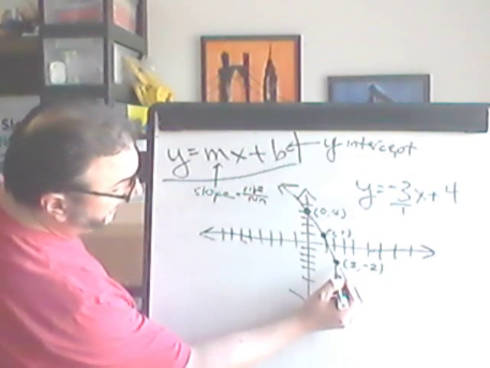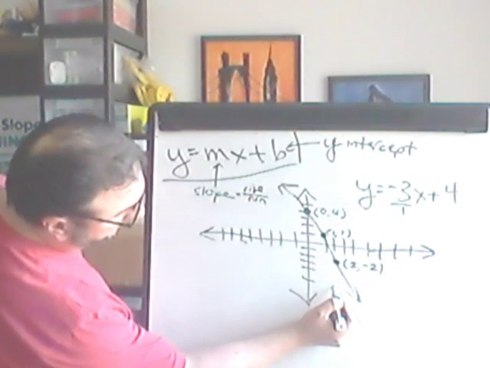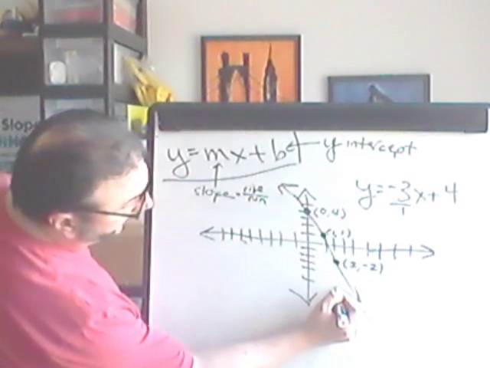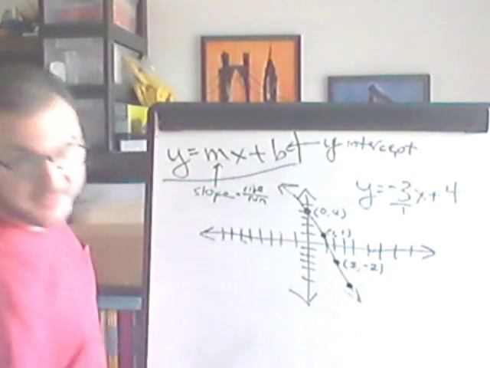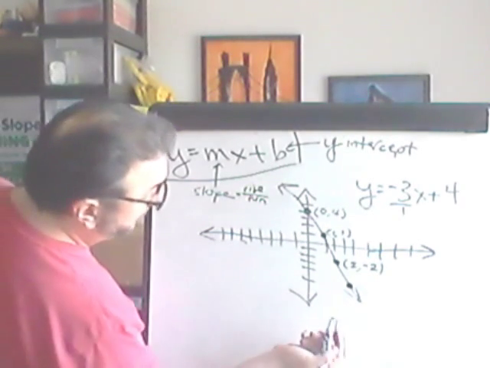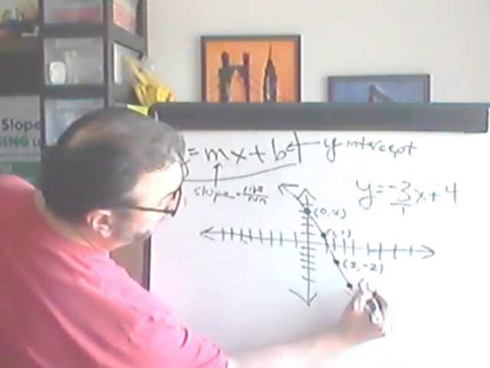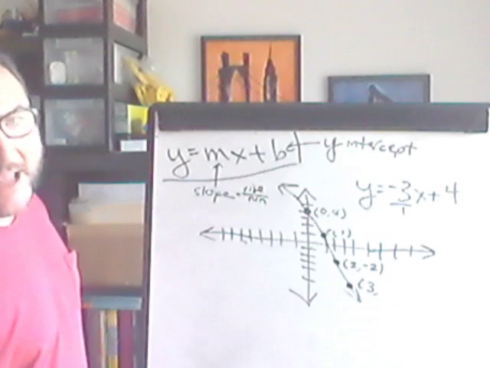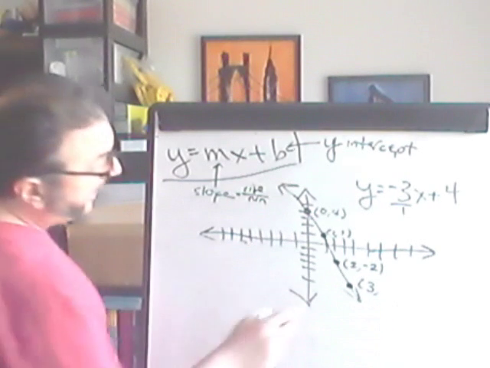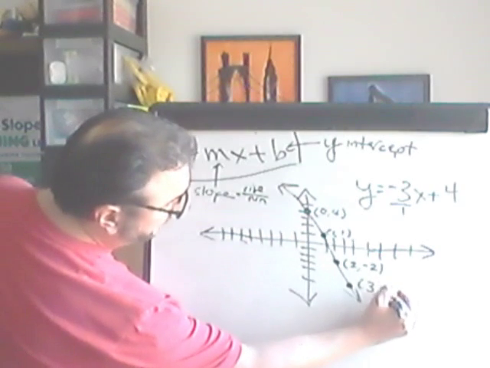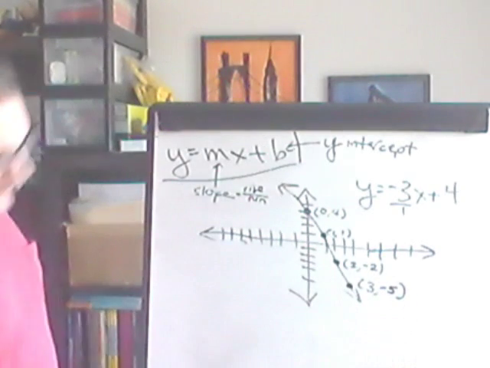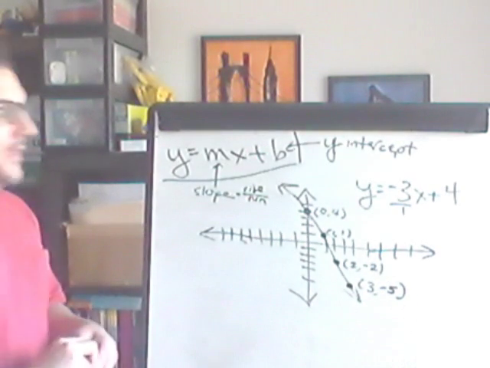I'm gonna go down 3, 1, 2, 3, and I'm gonna go 1 to the right, and it'll be right about there. Yes, it did work. Where am I now? On the x-axis, I'm on 3, and on the y-axis, I'm on -5. Okay, -5.